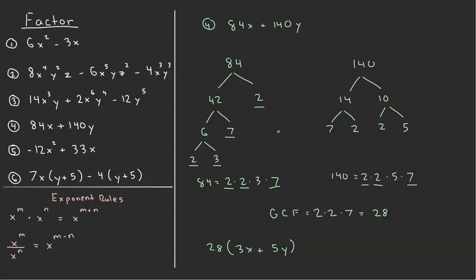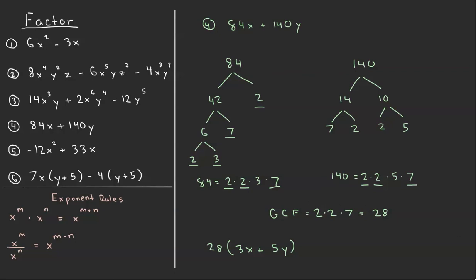When you're working with large numbers, in all these previous cases we had relatively small numbers, so it's just easy to look at and find the largest number that's going to go into each of these numbers. But when you're dealing with 84 and 140, it's not so obvious maybe to see that 28 will be the largest number that goes into both of these. So you want to keep this method in mind, these factor trees, to find the GCF.